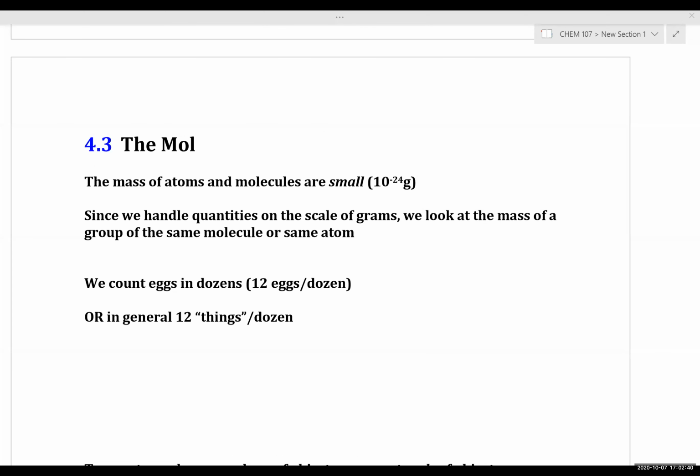So in this next section, we left off talking about molar mass and calculating the molar mass for different molecular species. Now we're going to talk a little bit about a central unit that is utilized in chemistry to talk about groups of atoms or molecules known as the mole. Now, we know from our previous experience that the mass of atoms and molecules are small, on the order of 10 to the negative 24th grams. Since we handle quantities on the scale of grams, we look rather than at a single atom, we instead look at a group of atoms or a group of molecules.